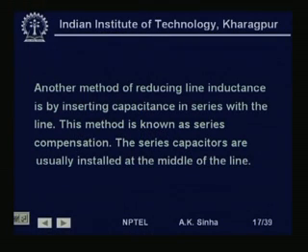Another method of reducing the reactance is by connecting a capacitor in series with the line. Now, if we connect a capacitor in series with the line, then the total effective reactance of the line will get reduced, because the reactance of the capacitor will be negative and will reduce the effective series reactance of the transmission line. This method of connecting a capacitor in series with the line is called series compensation of the transmission line, and this is generally done in order to increase the power transfer capacity of the transmission line.